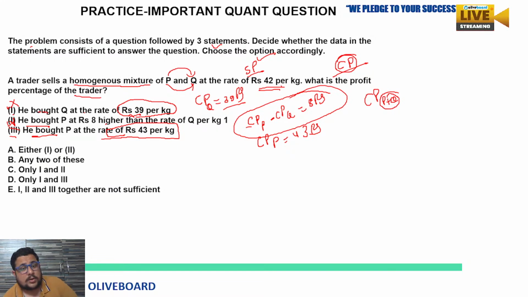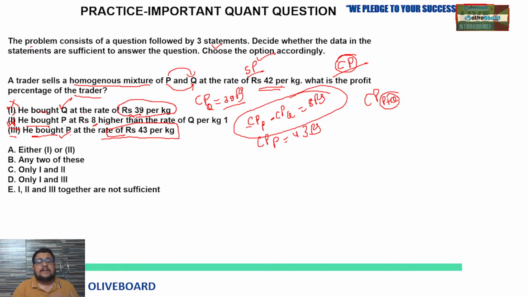We know the cost price of Q, and the cost price of P is given. If we merge first and third, then we will get what? We have only the cost price of P and Q, but we don't know the ratio. Even if we include the second one, we have only their difference, but we can't mix first, second and third, because the difference of the cost prices of P and Q in the second statement is 8, and as per first and third it is 4. Are you getting my point?